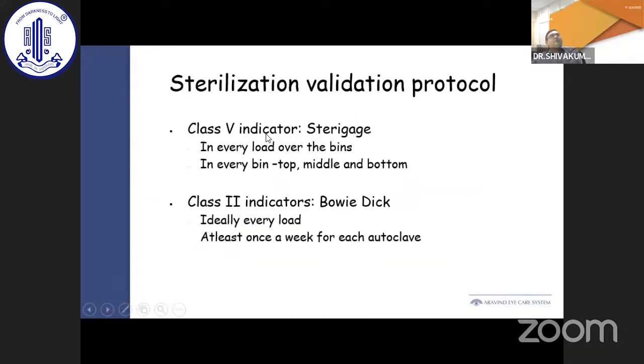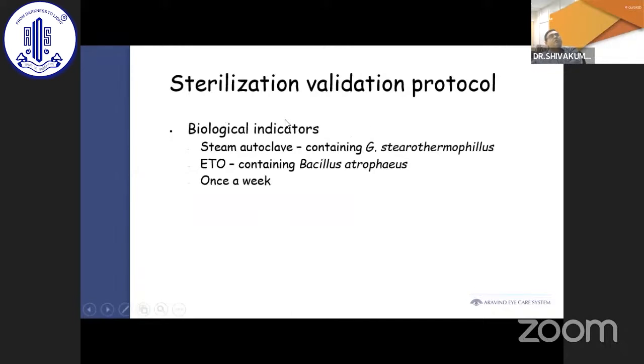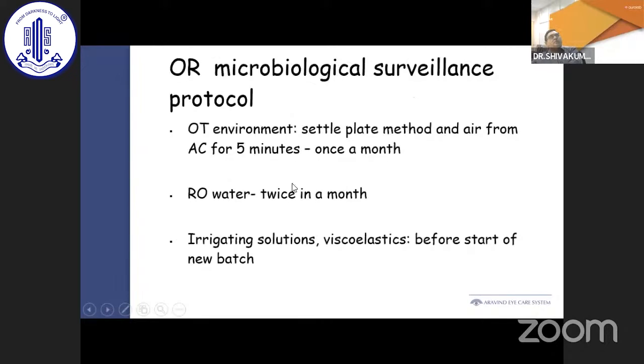The class 5 indicator, the Steригauge, which we saw, is placed in every load over the bins in every cycle, and in every bin at the top, middle, and bottom to ensure proper sterilization throughout the bin. And class 2 indicators should be there for ideally every load, the Bowie-Dick test as it is called, and at least once a week for each autoclave so that we know that it is functioning well. Also for the functioning, we have the biological indicators. For the steam autoclave, we have Geobacillus stearothermophilus and Bacillus atrophaeus, and this is done once a week.